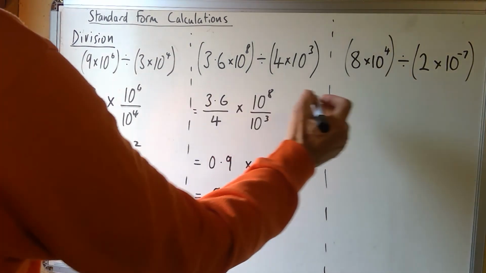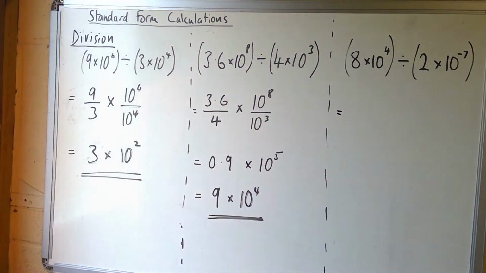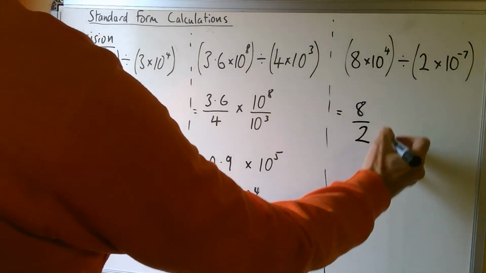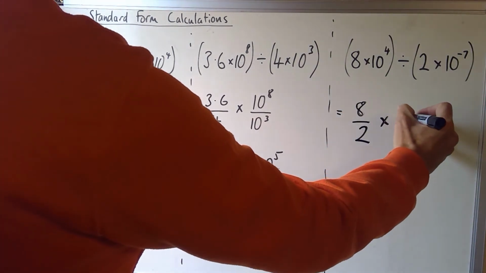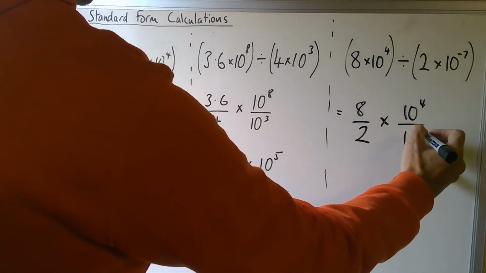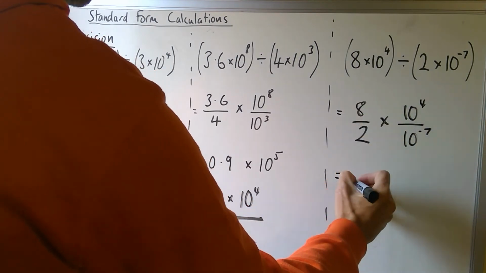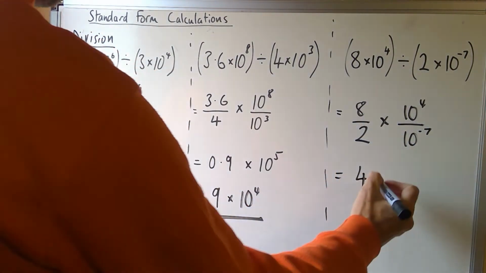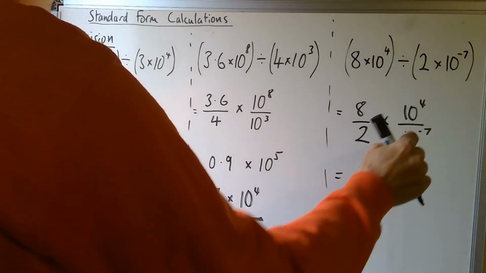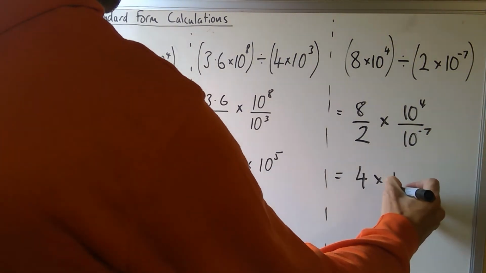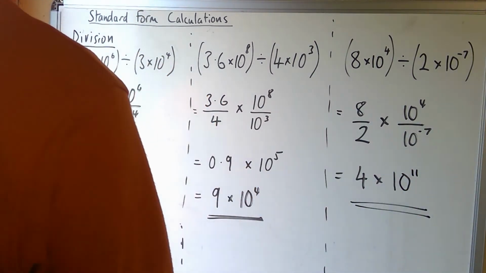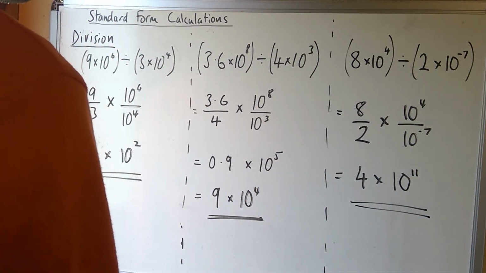Final example, just to show that it works the same with negative powers. 8 times 10 to the 4 divided by 2 times 10 to the negative 7. 8 divided by 2 is 4, and I'm now subtracting the power. So 4 subtract negative 7 is like 4 add 7. So it's 4 times 10 to the 11, which is in standard form.